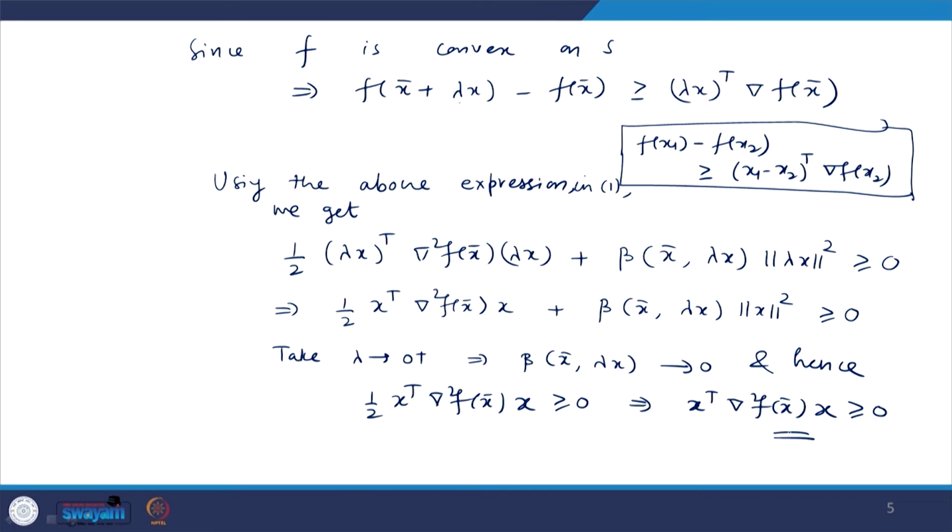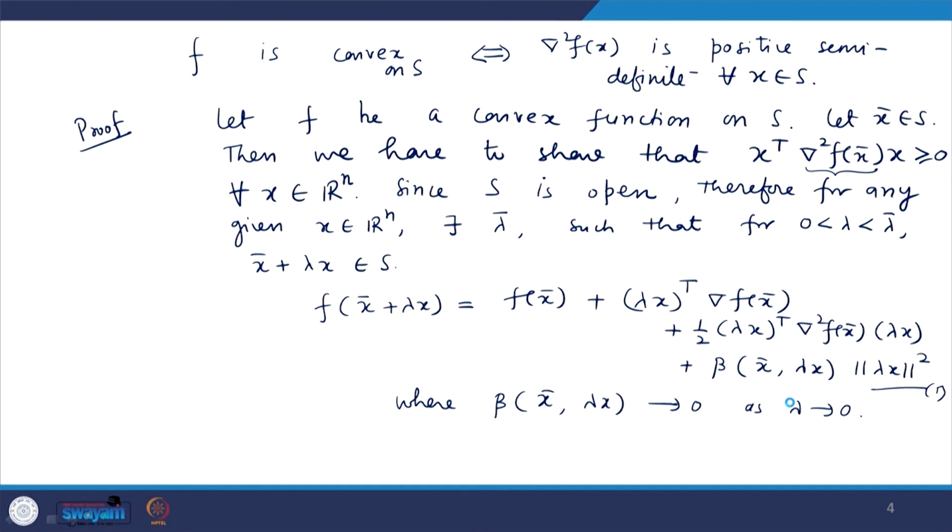So, we have shown that for any x belonging to Rn, this expression is greater than or equal to 0, that means this matrix is positive semi definite at x bar, and x bar is a variable point that we have already taken as a variable point. You change x bar, so that means it is positive semi definite for every x in S. So, one part of the proof is over: if f is convex, then the Hessian matrix of f is positive semi definite for every x belonging to S.